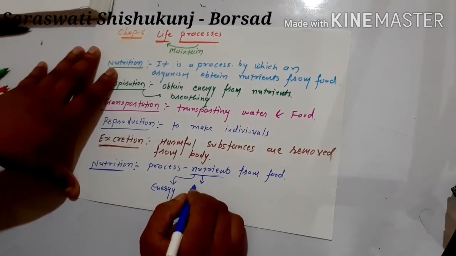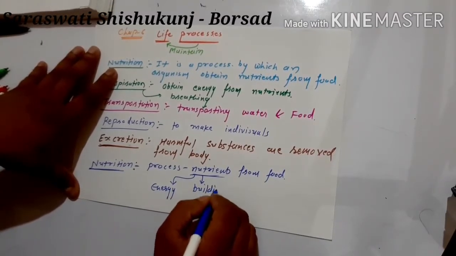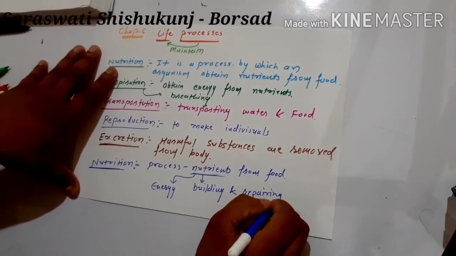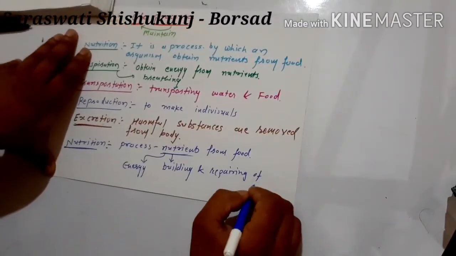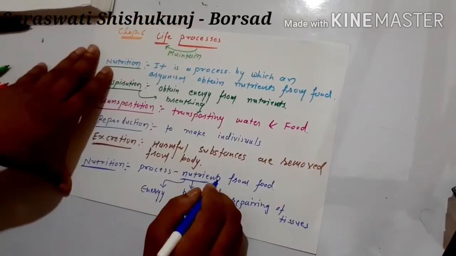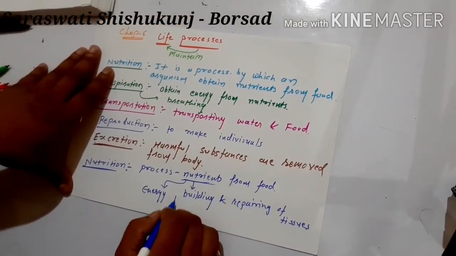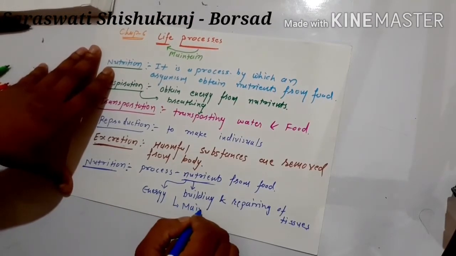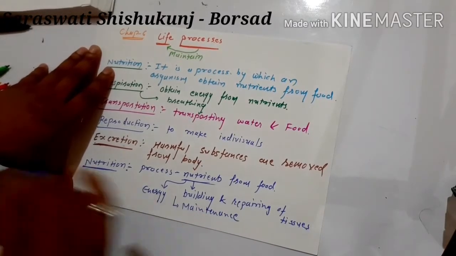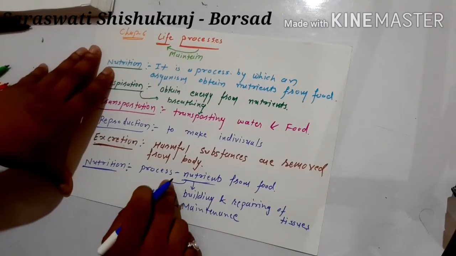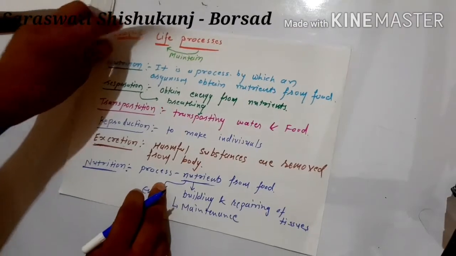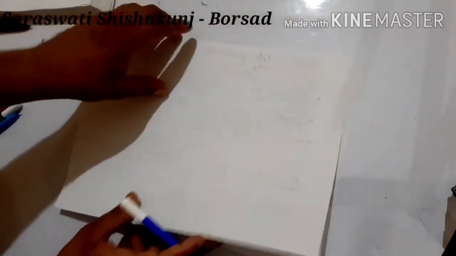It's also used for building and repairing of tissues. Okay, in short, for maintenance of our body, this nutrition is very necessary. Okay, now this mode of nutrition is of two types.